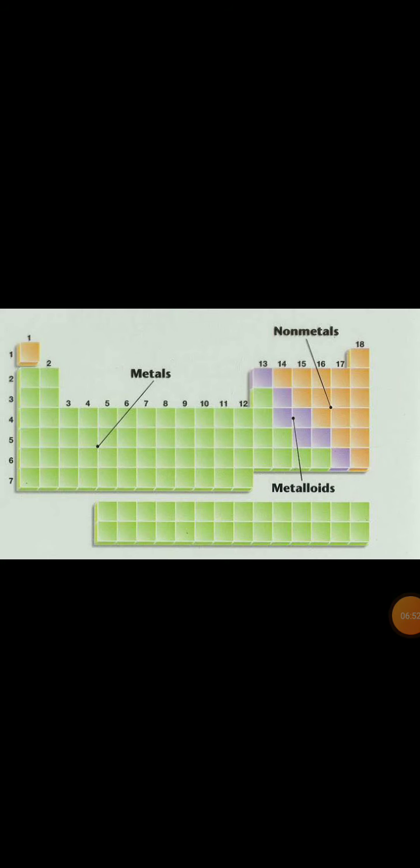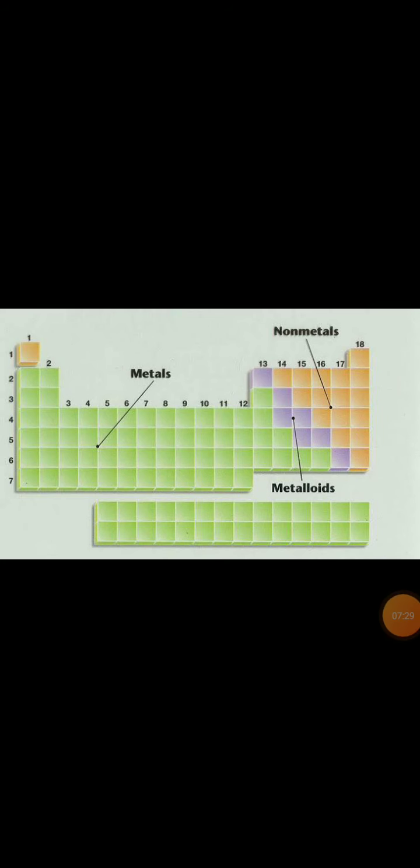Now let us talk about metallic and non-metallic properties of the elements. When we were learning about the modern periodic table, in the introduction only, I have said to you that the left hand side elements are metals, the right hand side are non-metals, and in between the zigzag line, those elements are metalloids, which means they are semi-metals.